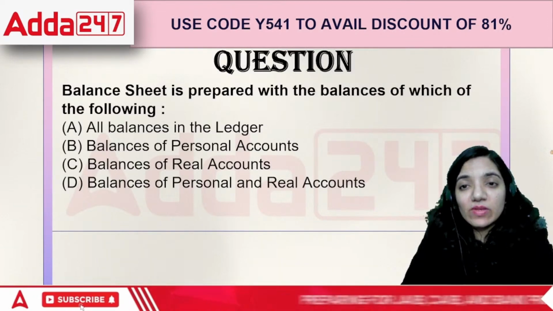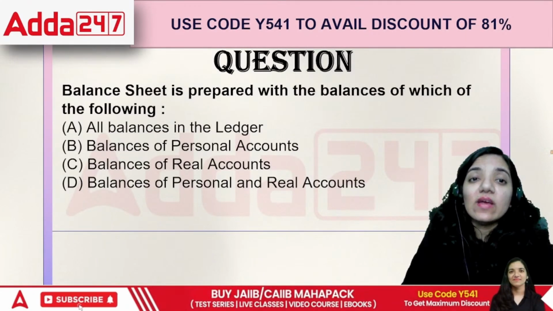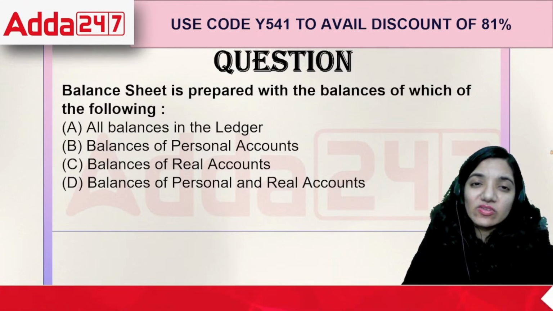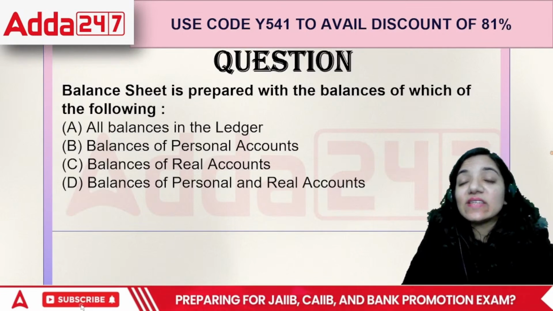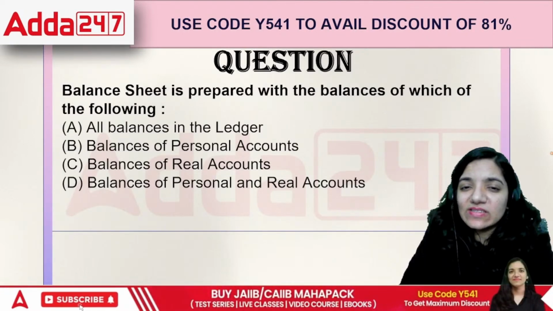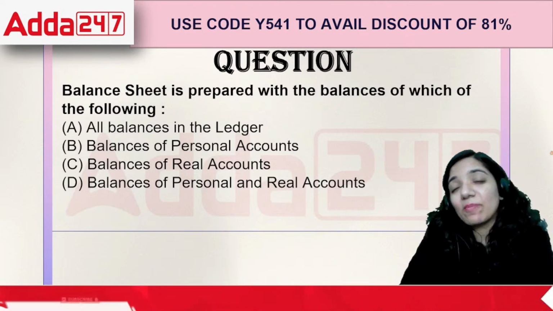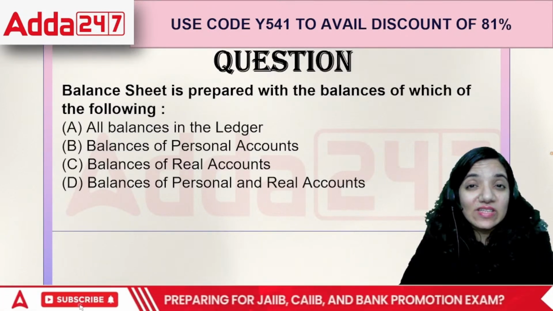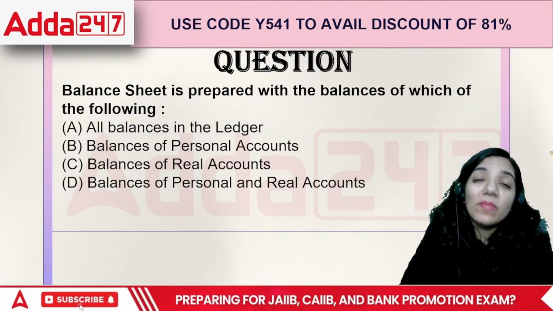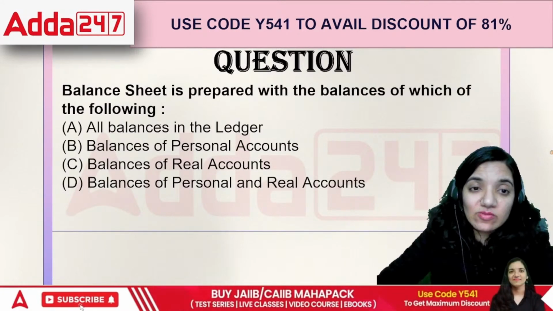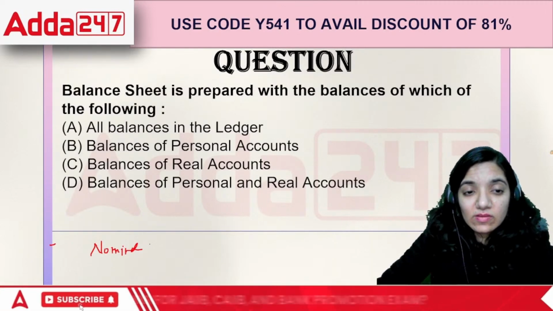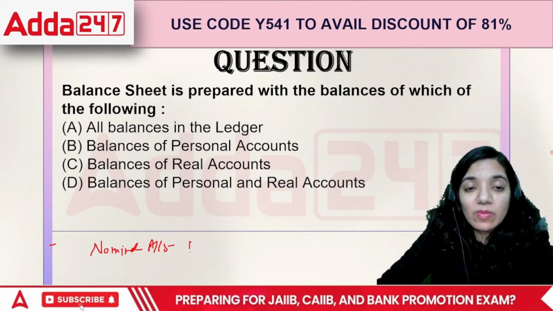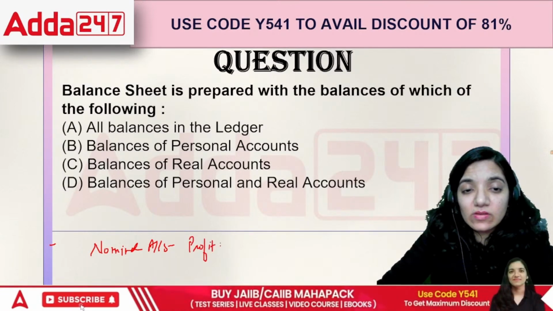Balance sheet is prepared with the balances of which of the following? All balances in the ledger, or balances of a personal account, balances of real account, balances of real and personal account. See, a balance sheet is something which clearly states that it records assets, liabilities and capital account. Does this mean that it records the expenses and incomes? No. All the nominal accounts go into the profit and loss account. That means for all the nominal accounts, we prepare profit and loss account.